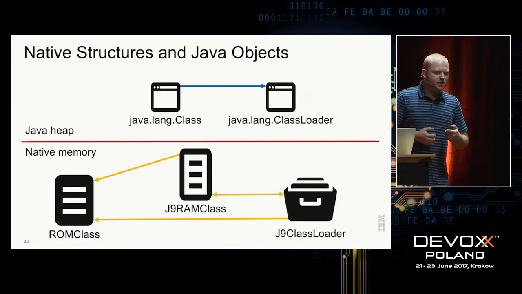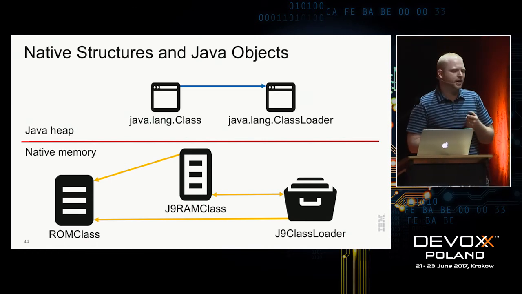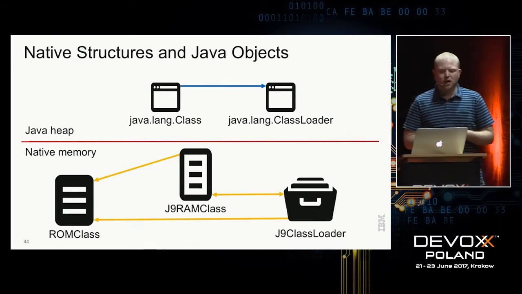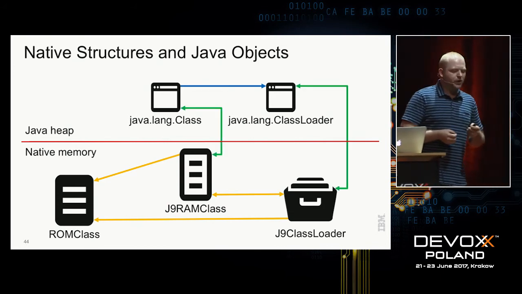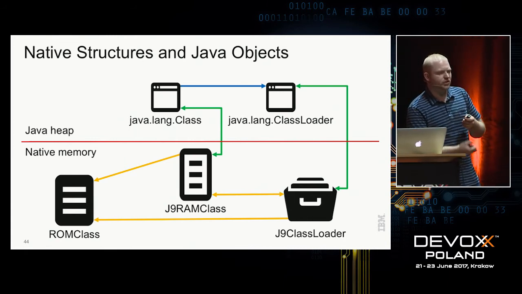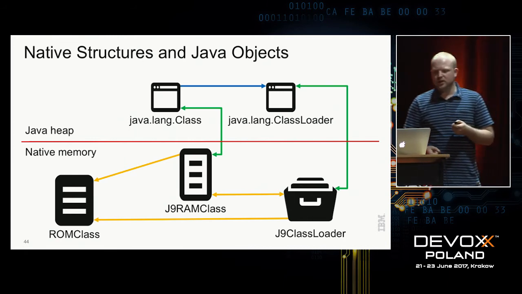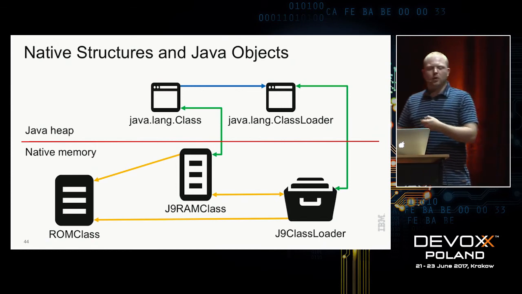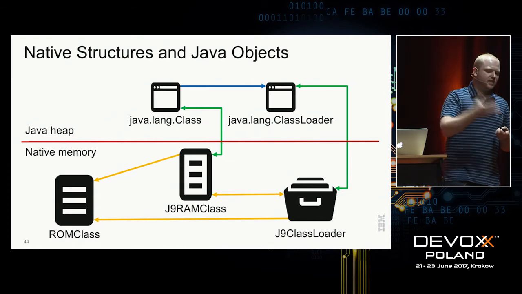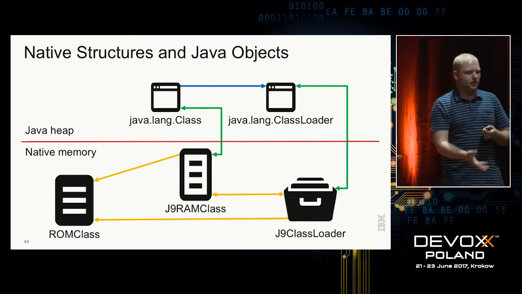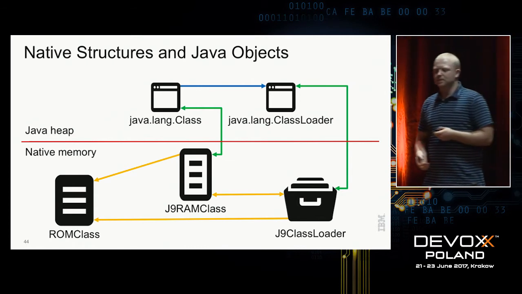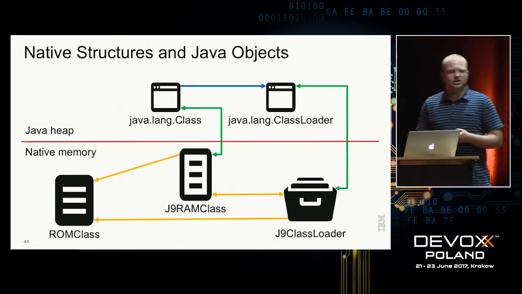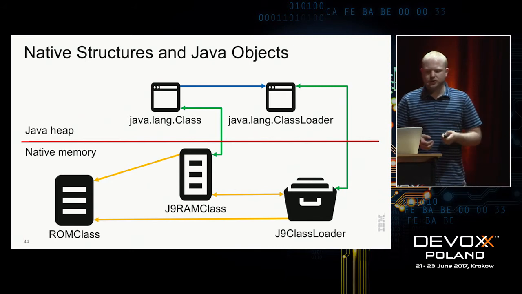And the heap is where java.lang objects live, so that includes java.lang.Class and java.lang.ClassLoader. And these objects have pointers to their native structures, and the native structures have pointers to the objects. So that way, when the launcher then gets the java.lang.Class returned from find class, we can immediately get to the RAM class, which will get us to the ROM class. And we use the split model for other core structures as well, such as threads and modules.